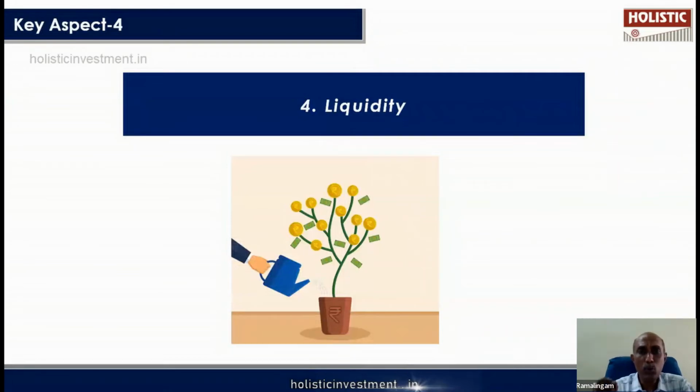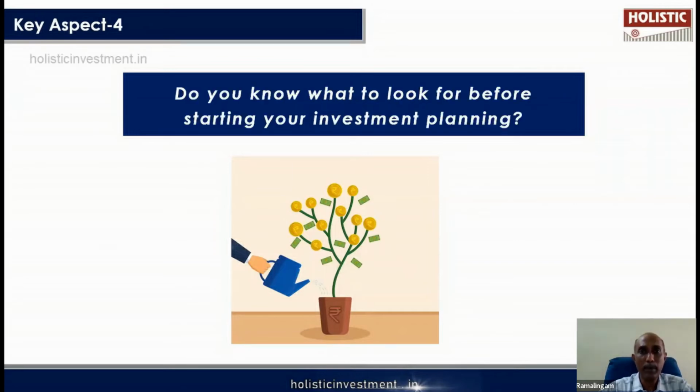The next important aspect to look at in each and every investment is liquidity. Liquidity is the ability to quickly encash that investment. How quickly can I encash it? If it is a stock market investment, most of these stocks are highly liquid, so easy to liquidate. If it is a mutual fund, easy to liquidate. If it is a real estate investment, not so easy to liquidate. If it is an insurance policy, it is difficult to liquidate in the first 5 years. Similarly, there are many products where the liquidity is compromised.